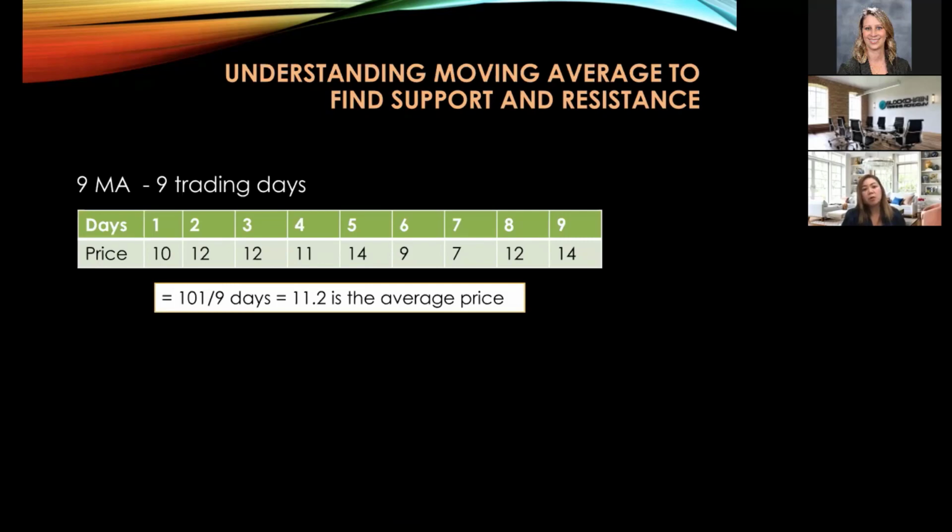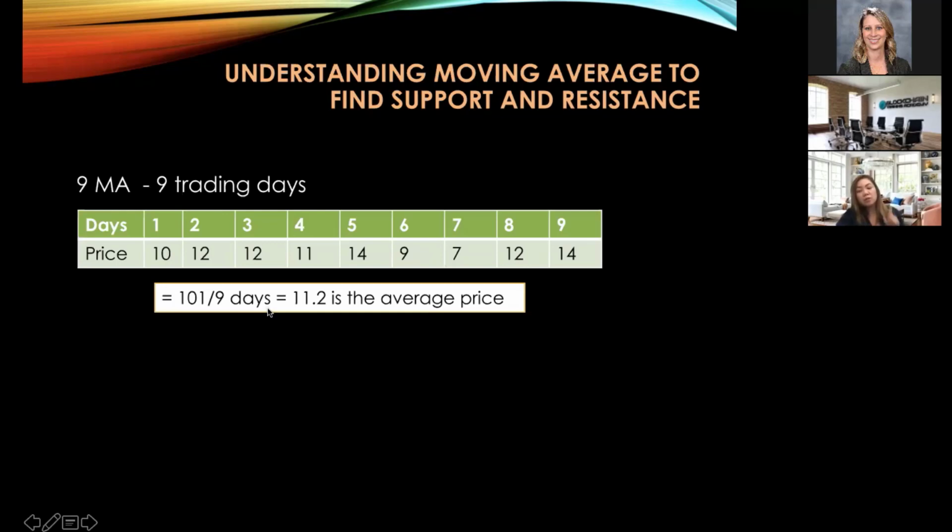So for example, a 9-day moving average takes the moving average for 9 trading days. So here's the number of days, 1 to 9, and here's the price of the asset. This is all random, I just typed this. So you take those numbers, add them up, and then divide by 9 because that is the number of days.